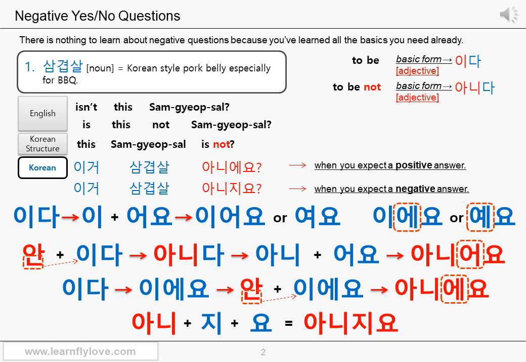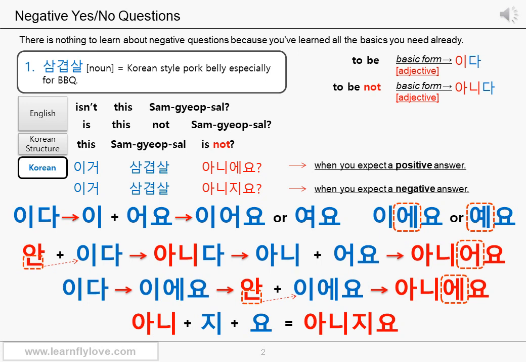Then what is this 지 sound? This 지 sound is used to have the nuance of asking a question to check whether what the speaker has just said is correct. Difficult? So it's not just asking, but it's asking for confirmation of what I have just said. So when this 지 sound is used in a positive question, it sounds like asking for a positive confirmation. And when it's used in a negative question, it sounds like asking for a negative confirmation.